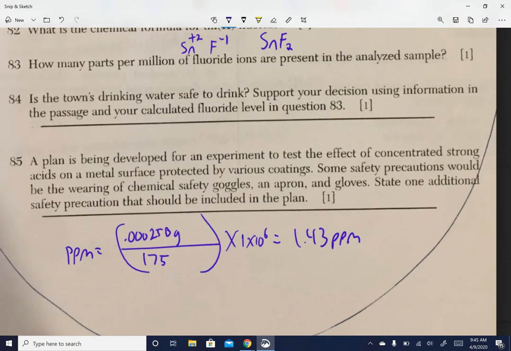Okay, plan is being developed. You got to wear goggles, apron, gloves. One additional precaution that should be included in the plan: any of the safety stuff we talked about earlier in the year. So you got gloves on, an apron, and goggles. I've had kids answer, put a face shield on, wear protective gear on your legs and your feet, like wear boots. Don't wear open-toed shoes. Tie back your hair. Make sure you don't have clothes that are loose and hanging off you, stuff like that.